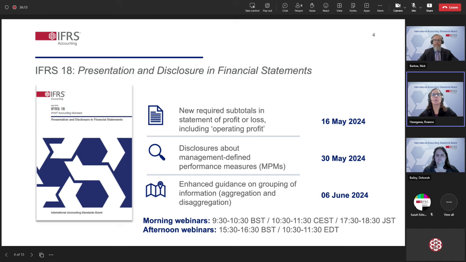And the third set of requirements enhances the guidance on grouping of information, and that is also known as aggregation and disaggregation in the financial statements. And this will help ensure that investors receive material information, making financial statements more understandable and useful. And we'll be covering this topic on our third webinar on the 6th of June.